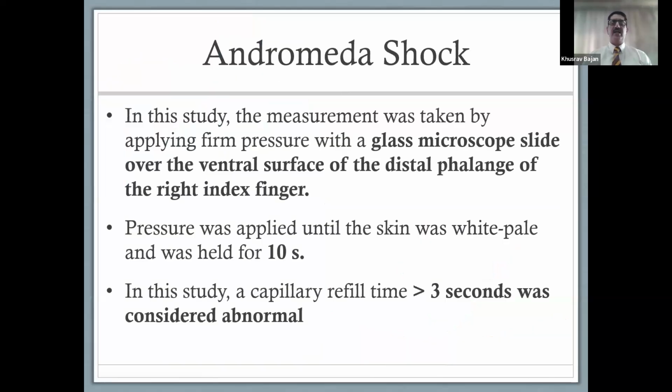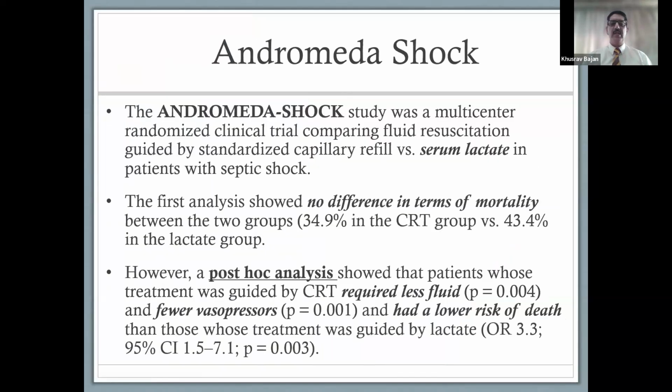There was a very nice study called the ANDROMEDA-SHOCK study, in which they used a glass microscope slide over the ventral part of the distal phalanx of the index finger, and they used it for 10 seconds as a pressure till the skin became white, and then the refill time was seen, and if it was more than 3 seconds, it was considered to be abnormal. And this study actually compared this with a standard technique of serum lactate, which we love sending from the ER, and they found that there was no difference in terms of mortality. But in the post hoc analysis, the CRT group actually required less fluids, less vasopressors, and had a lower risk of death.